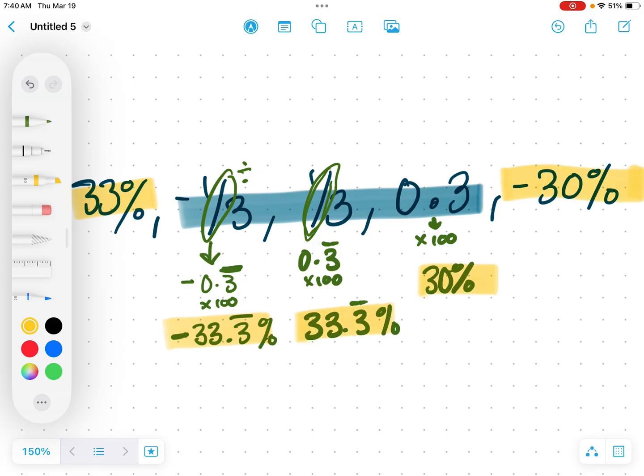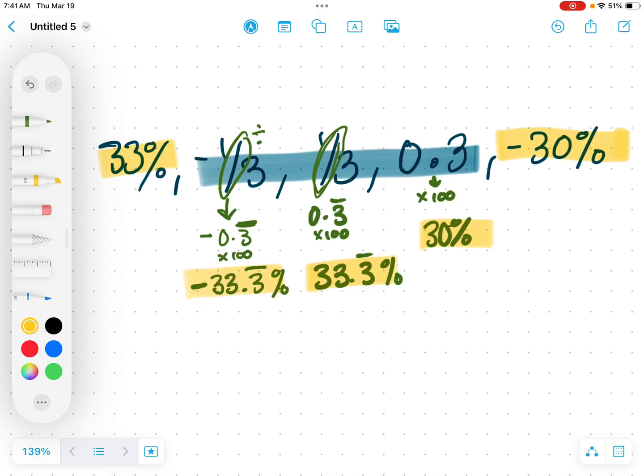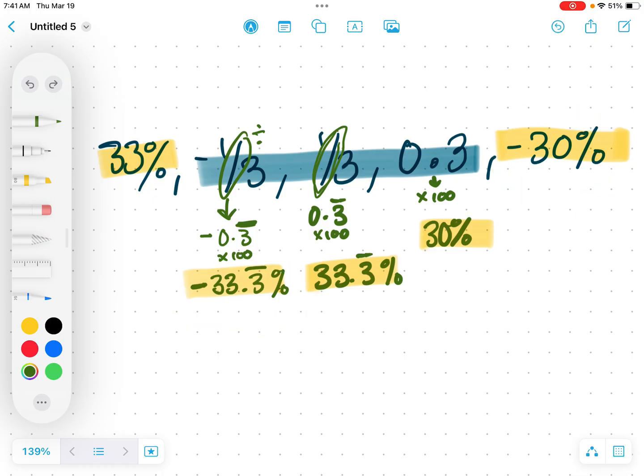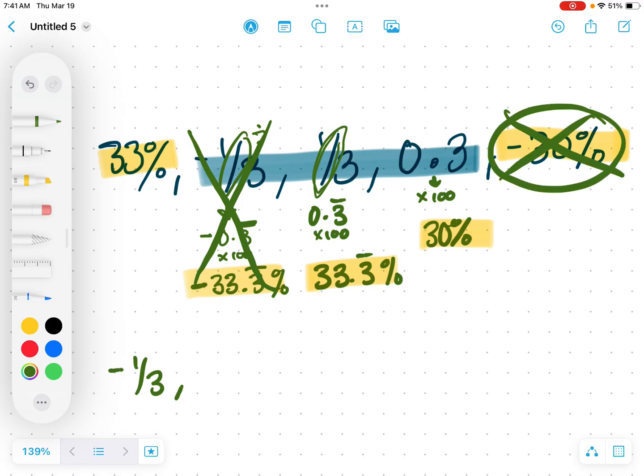Okay, so again, first we're going to look for our smallest negative. In this case, it's the furthest one away from 0. This is farther away from 0 than 30. So negative 33 is farther away than 30 out of our two negatives. So that means this one right here is going to be our smallest one. So we got negative 1/3 first. And then our other negative, which is going to be negative 30%. Now we need to look at our positives.